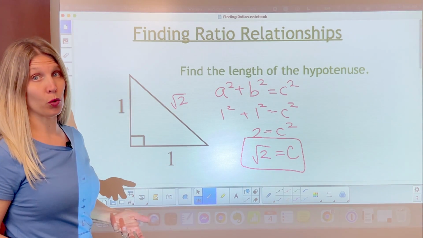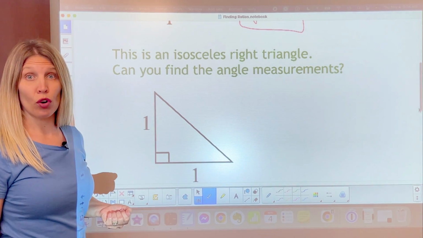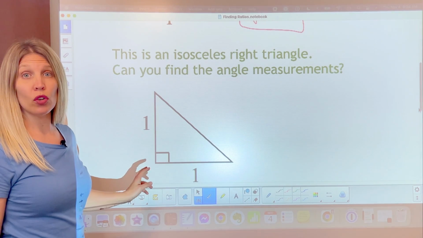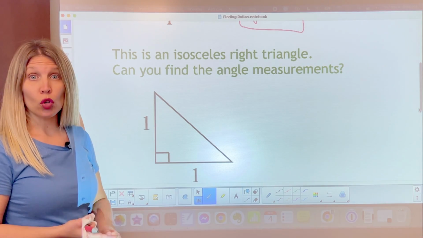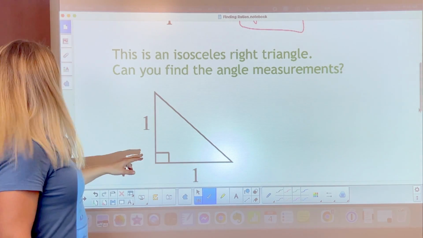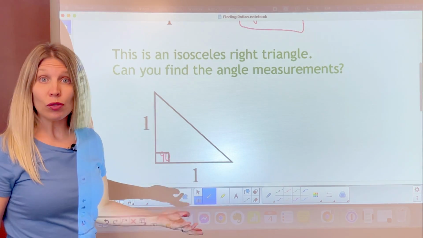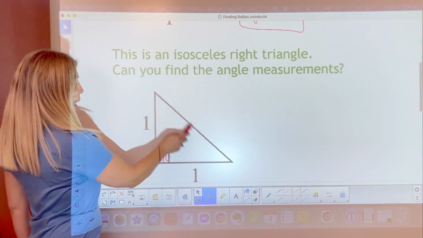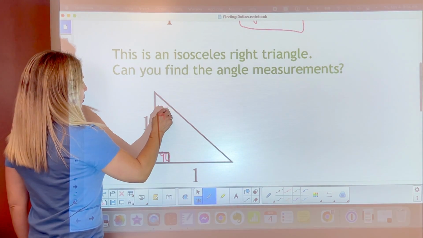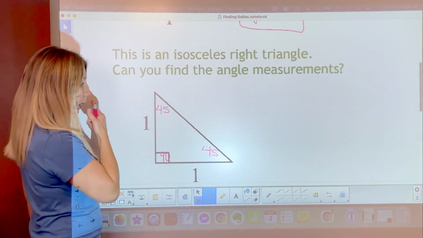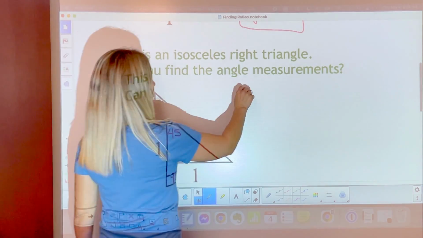Now, how does that apply to our triangle? Well, we know if two sides are the same, that makes this an isosceles triangle. We know that we have a right angle in the corner. So what are the measurements of the other two angles? Well, a triangle is a total of 180 degrees. You have 90 degrees here in the corner. So 180 minus 90, we are left with 90 degrees. And we have to split 90 degrees in half to get those two other angles. So 90 divided by 2 is 45. So here are our triangle ratios. It's a 45, 45, 90 triangle.